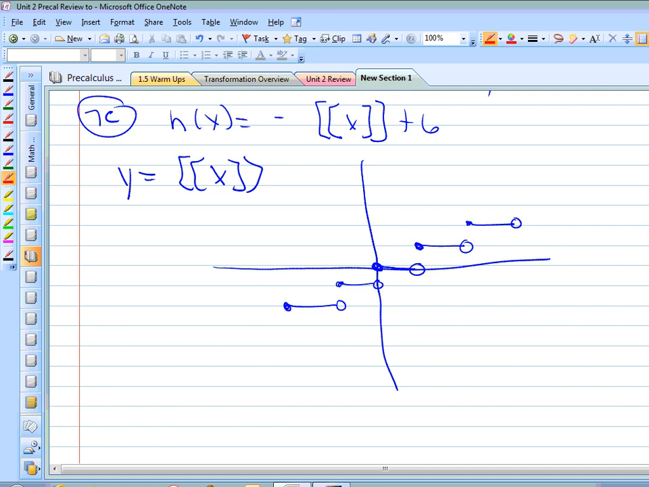Now, let's talk about our transformations. We got two things going on. Nothing is going on with x this time, so nothing's going to happen left and right. This negative means a reflection over the x-axis, so we'll flip over the x. And this plus 6 means up 6. So let's see what happens. With our original point 0, 0, we really can't reflect over the x-axis. We're on the x-axis.